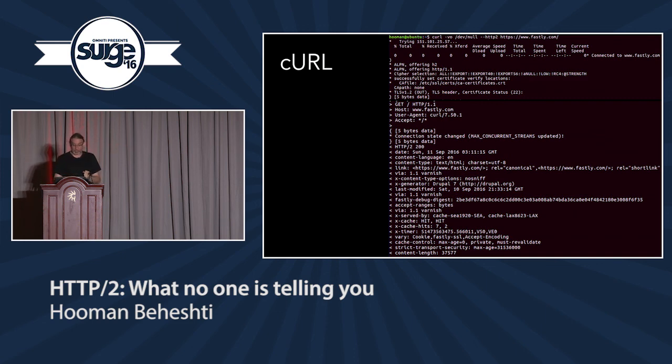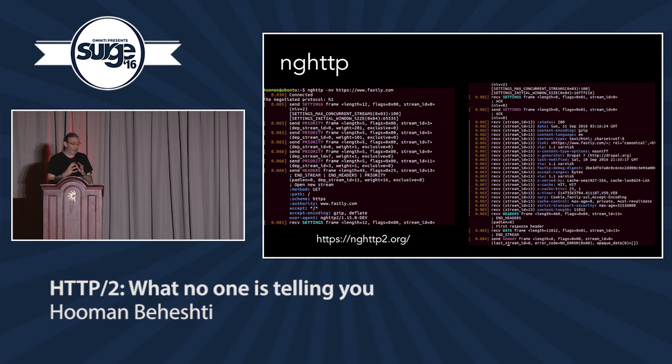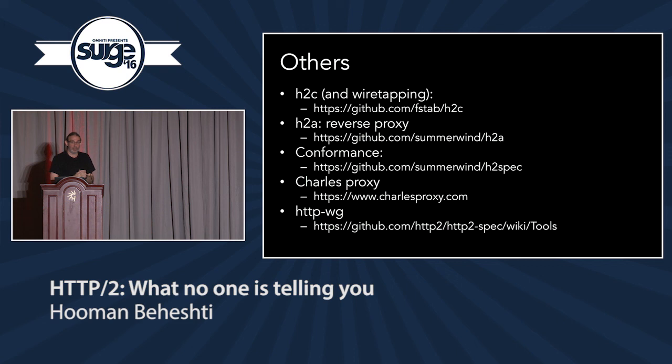And there's another tool that looks like curl called ng-http. It actually operates a lot like curl, but gives you a lot more debug information about how you're communicating with the server. And actually, I think curl uses ng-http as its engine. Here's a bunch of others, a lot of tools. Actually, not enough, but they're coming. And the working group keeps a list of them.